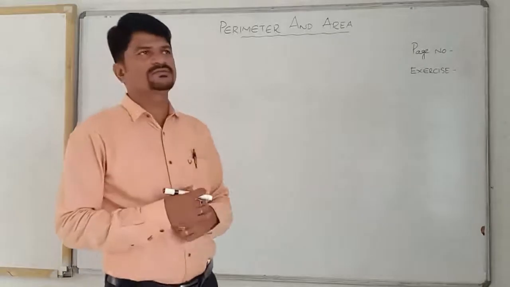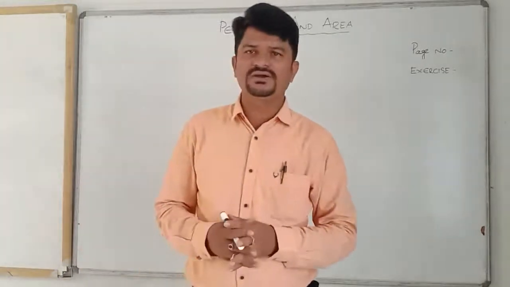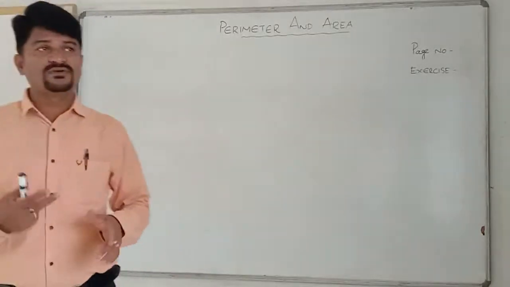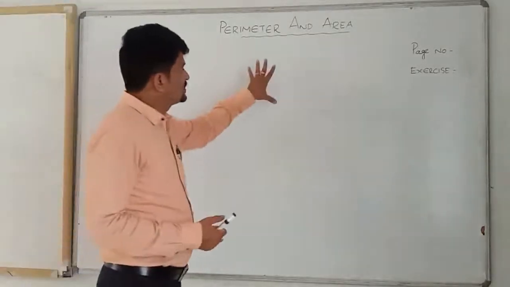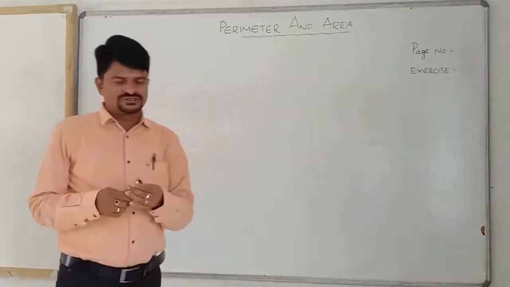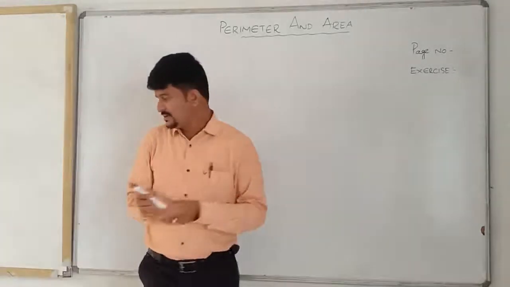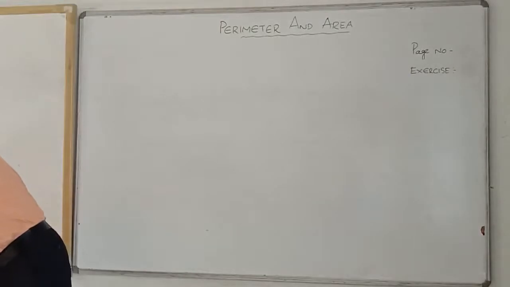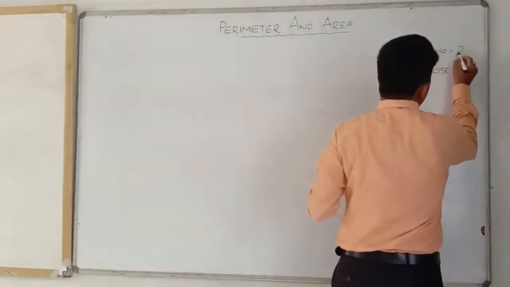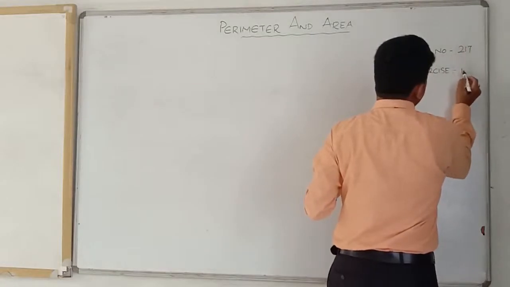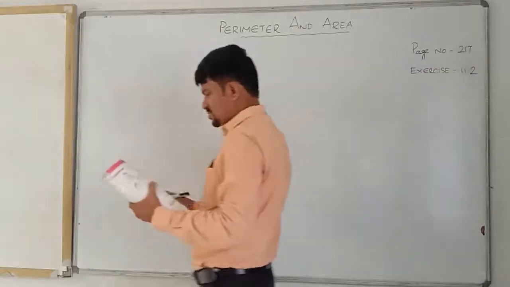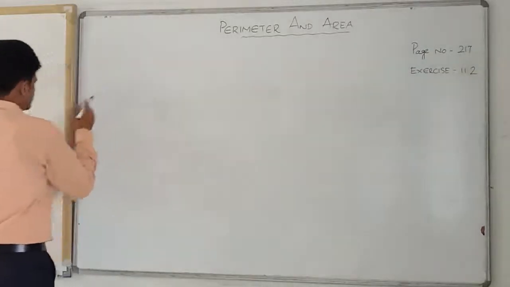The remaining part today we have to complete too. Yesterday we found the missing terms by using the area of a parallelogram. Now another question, the third question. What is this page number? 217. Exercise 11.2, question number 4.